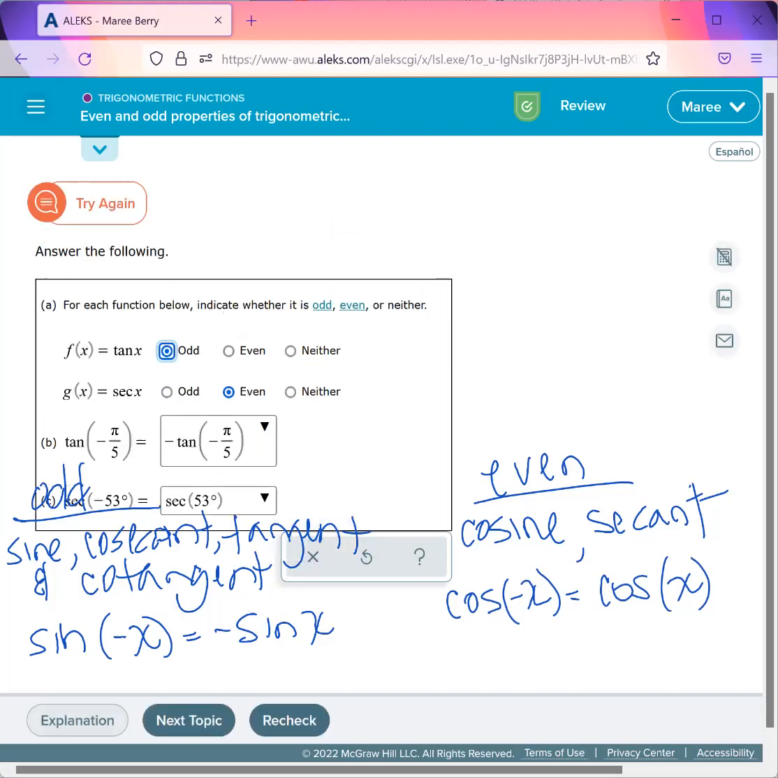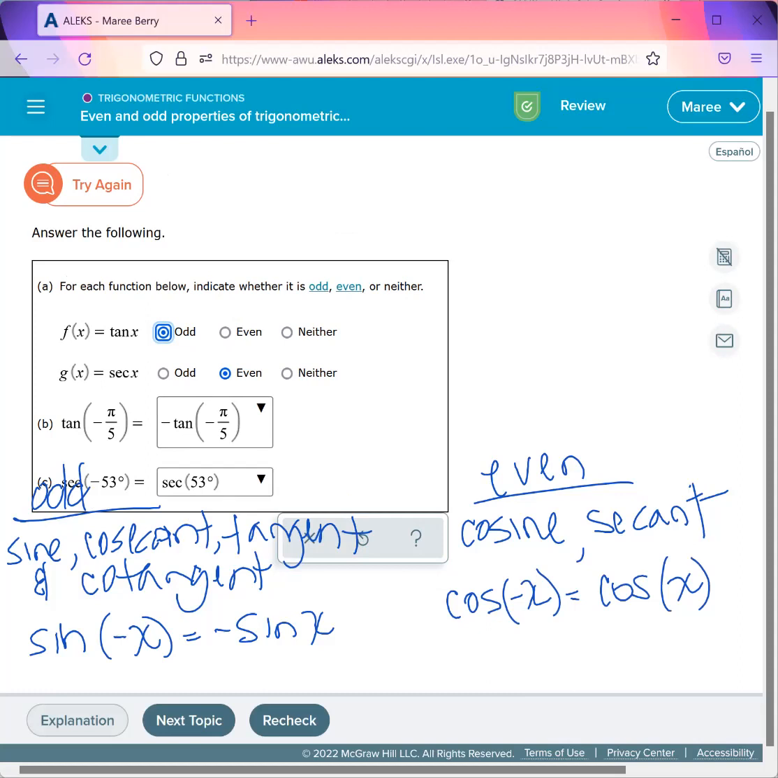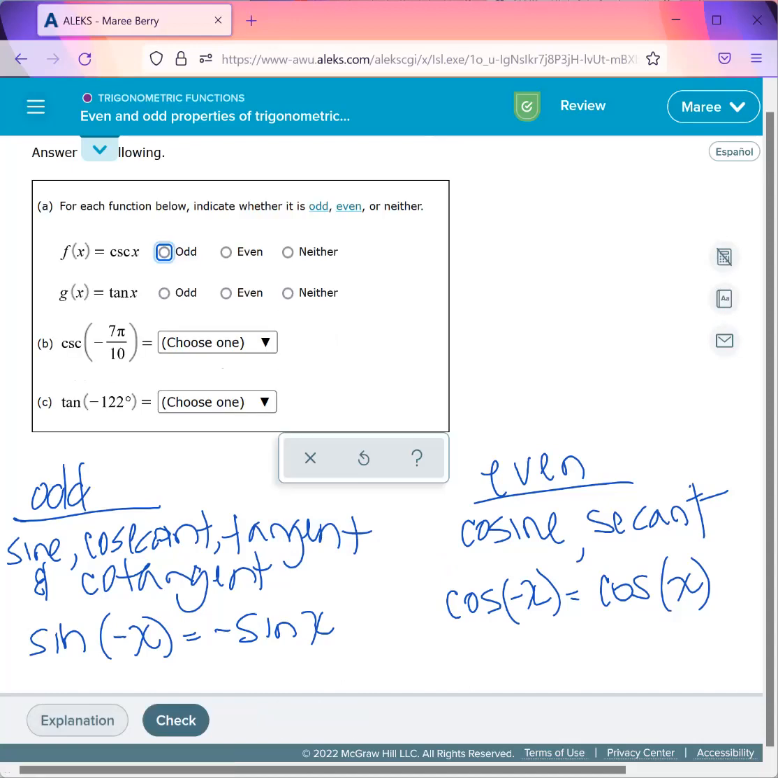Try again. Okay, so I did something wrong here. Secant of negative 53 is equal to secant of 53. Tangent of negative pi fifths, whoopsies, is equal to the negative tangent of pi fifths. Okay, here we go. Recheck. There we go. Okay, we're going to try one more.